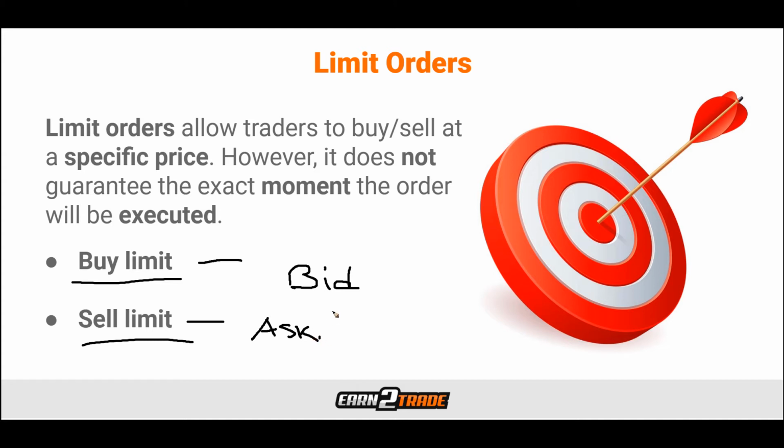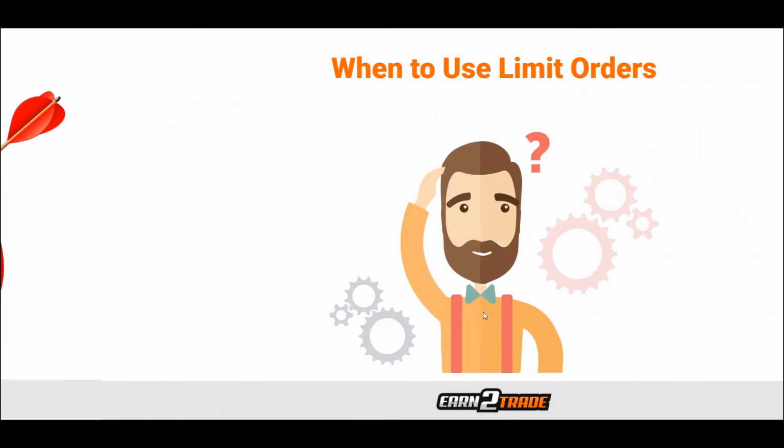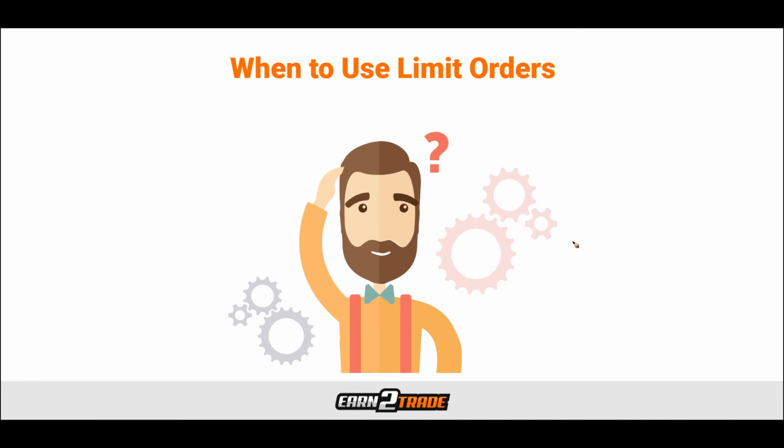So we have the ask and the bid, and the buy limit order and the sell limit order are going to be a set number to perform one of these actions. So when do we want to use limit orders?